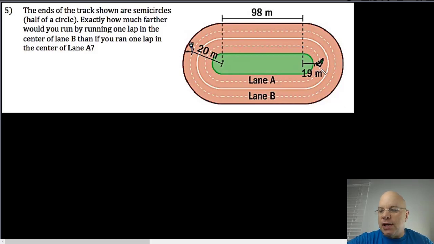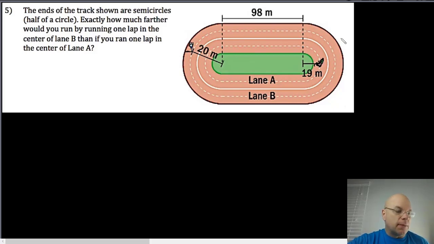And this actually happens in running events. You'll see that they'll stagger the runners so that it's fair, to make up for this difference in length that the people on the outside lanes need to run, this extra length around the curve.